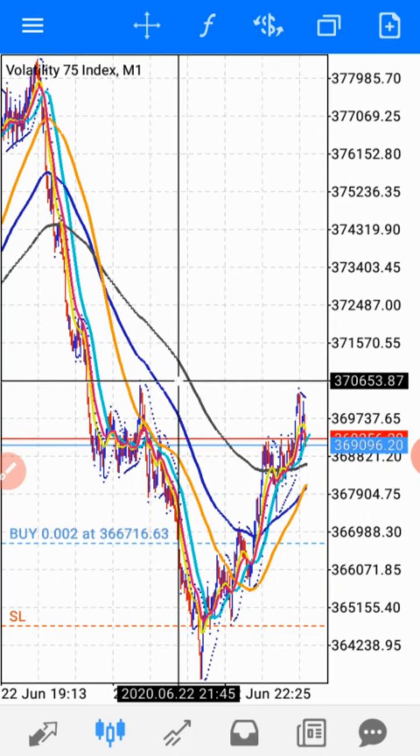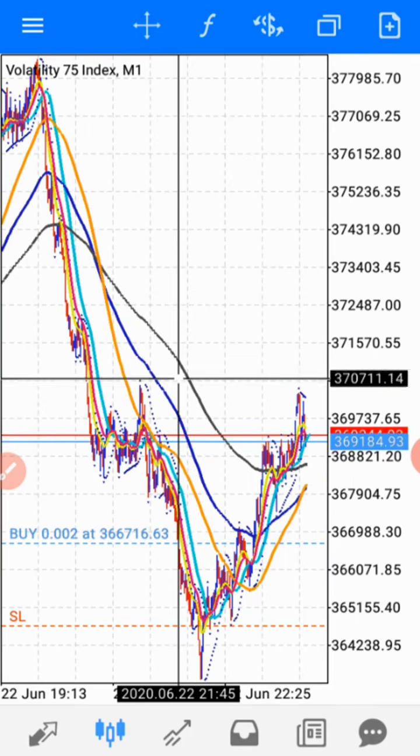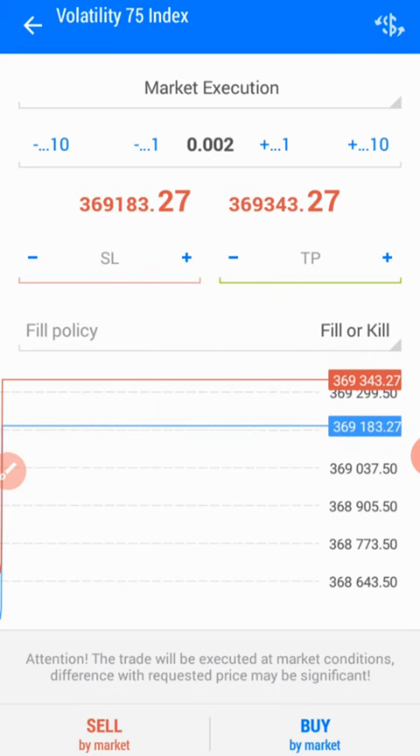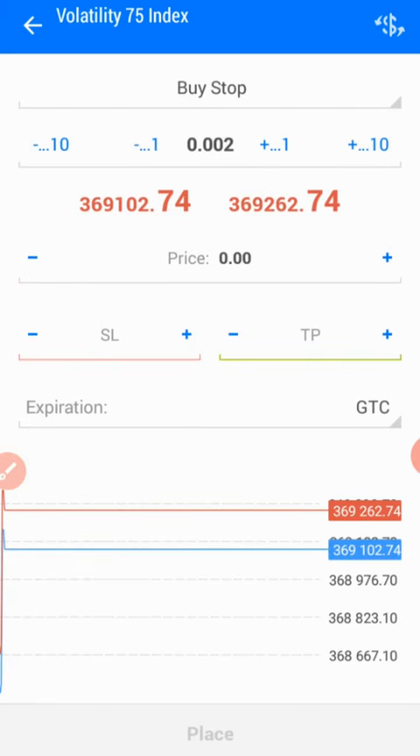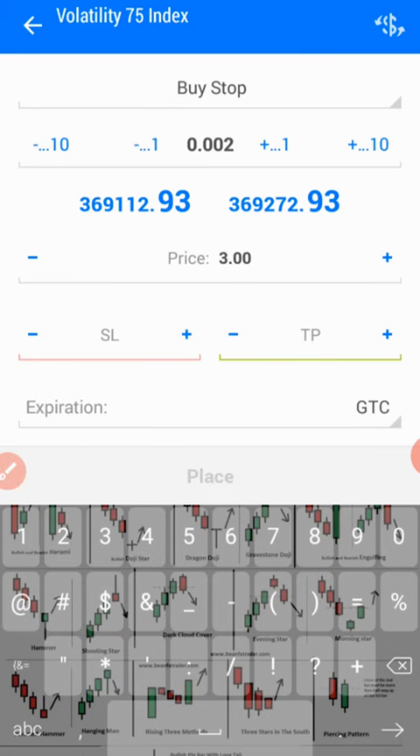Let me put it around here. So I entered around 370,711. Then I take a buy stop at 370,711. I put my stop loss immediately. I want to lose $4 on this trade, $4 with this lot size.